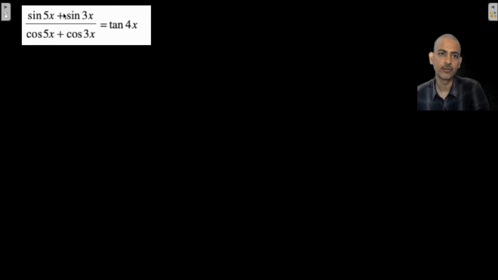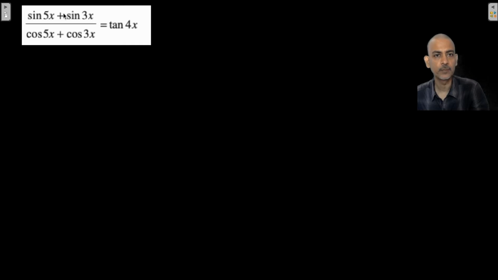As usual, before starting the discussion, we'll try to understand again the concepts behind the problems and try to work out the solution. The first problem is talking about an expression on the left hand side, which is (sin 5x plus sin 3x) divided by (cos 5x plus cos 3x). We have to prove it to be equal to tan 4x.